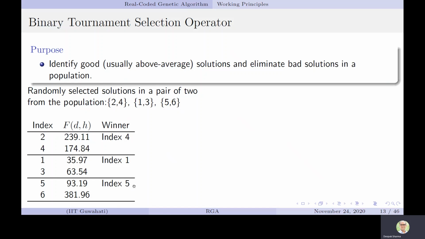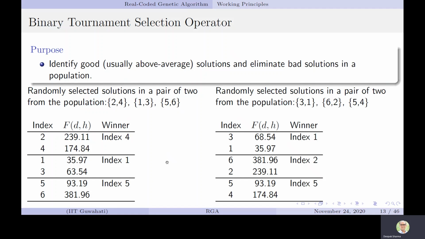These are three solutions. To make the number of solutions 6, which is N equals 6, we have to perform this binary tournament selection one more time. Now randomly we are picking 3 and 1, 6 and 2, and 5 and 4. When we pick 3 and 1, index 1 will be the winner. For 6 and 2, index 2 is the winner, and for 5 and 4, index 5 is the winner. The properties of binary tournament selection remain the same here as well: the best solution in the population will get 2 copies, and the worst solution in the population will get 0 copies.